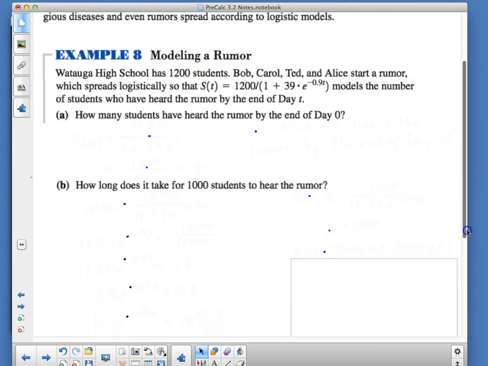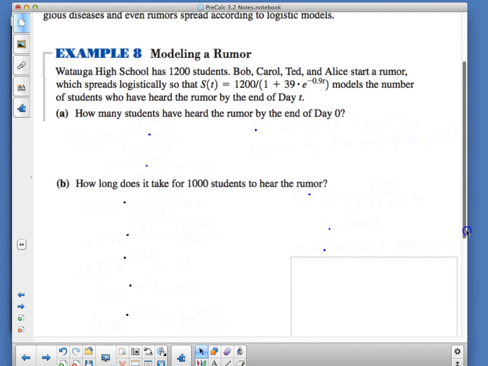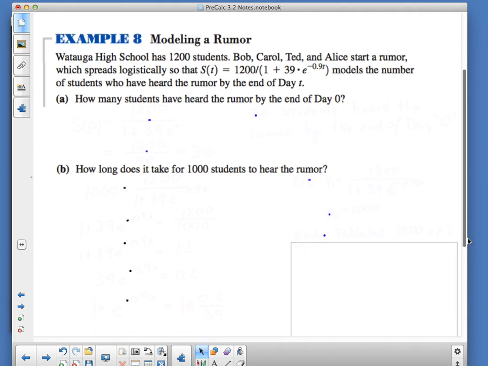Watonga High School, I just like saying that, Watonga. It's got to be someplace in Wisconsin, right? The high school has 1,200 students. Bob, Carol, Ted, and Alice started a rumor, which spreads logistically according to that function, S of t, that models the number of students who have heard the rumor by the end of day t. So there's a couple of things I know. How many students have heard the rumor by the end of day 0? I just put 0 in for my t value. At time 0, how many people know the rumor?